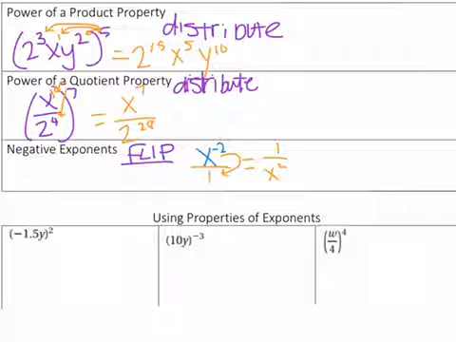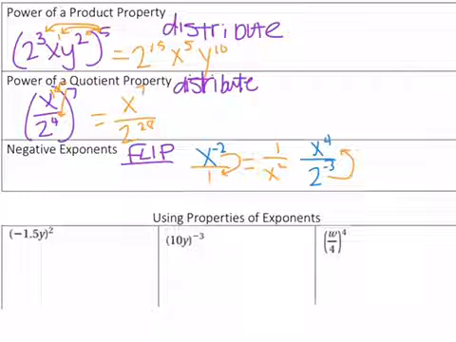It also happens if it's on the bottom of the fraction, the denominator. So if we had x to the 4th over 2 to the negative 3rd power, all you do is only the thing with the negative exponent flips. So that x to the 4th power is staying where it is because it does not have a negative exponent. So it'd be x to the 4th times 2 to the positive 3rd power, and that would be your answer.